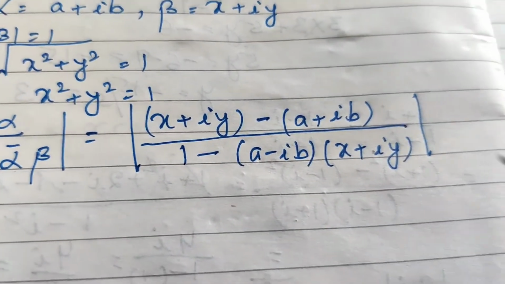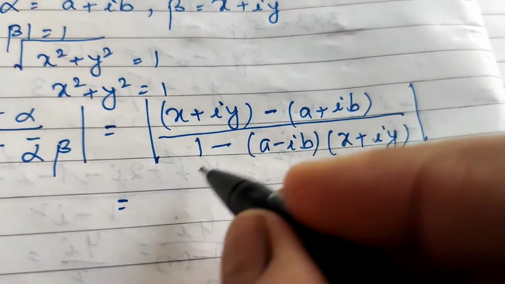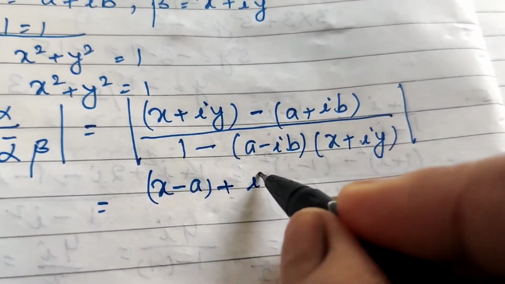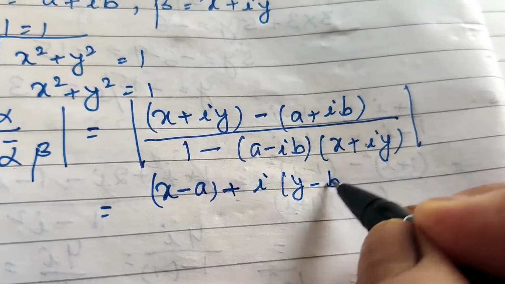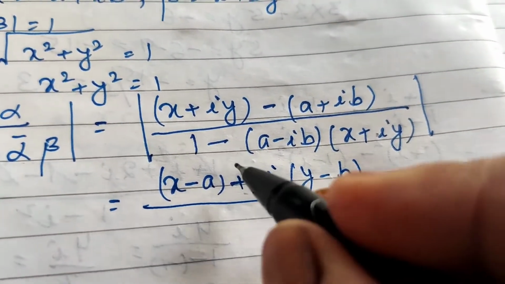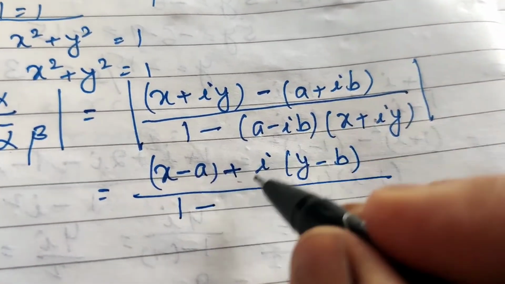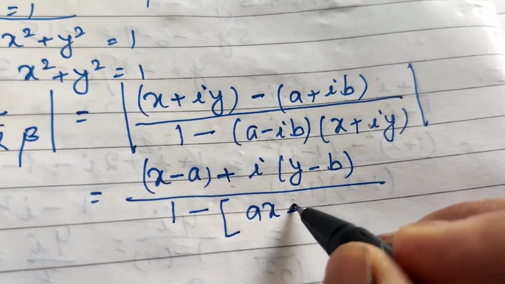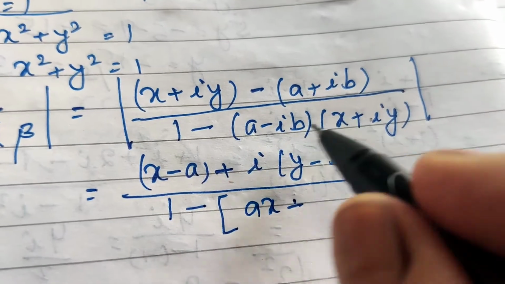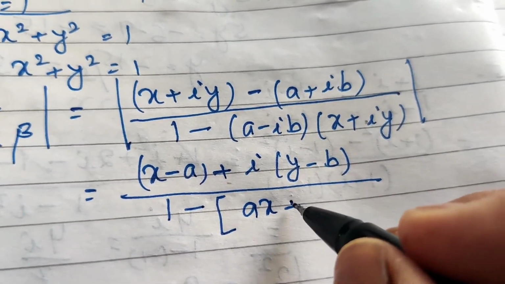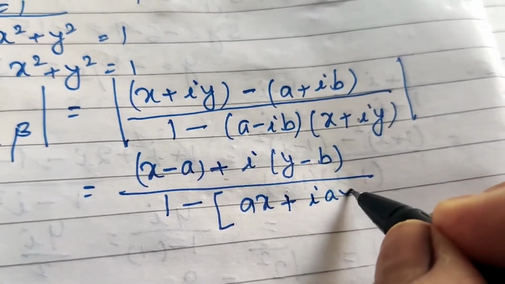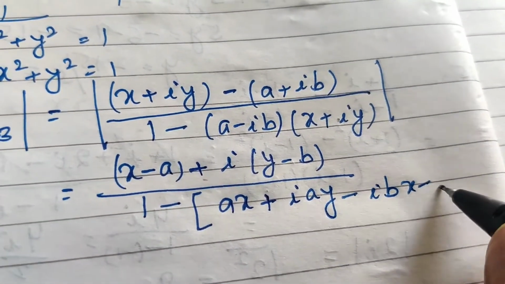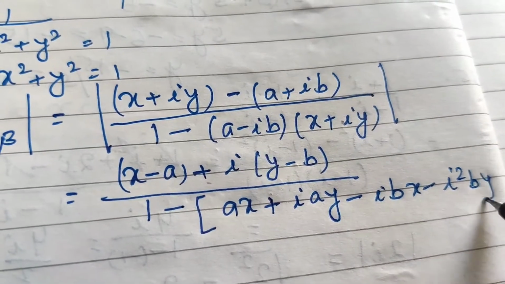Okay. Now solve. X minus a is a real part and take i common, means y minus b, and 1 minus multiplying these two numbers, ax plus b bar, ax plus iay minus ibx minus i square by.